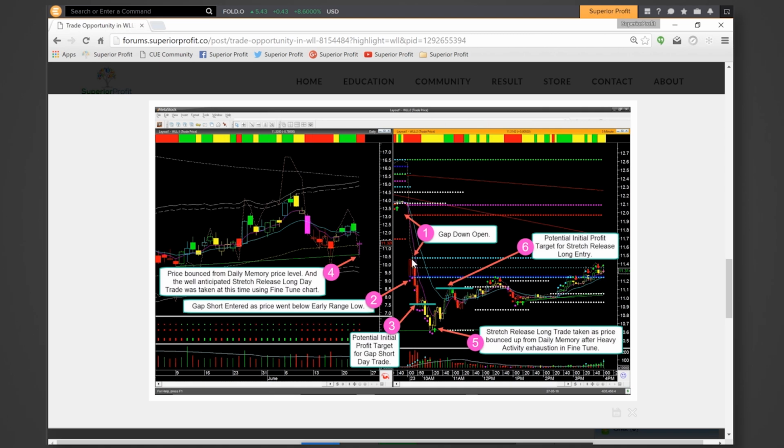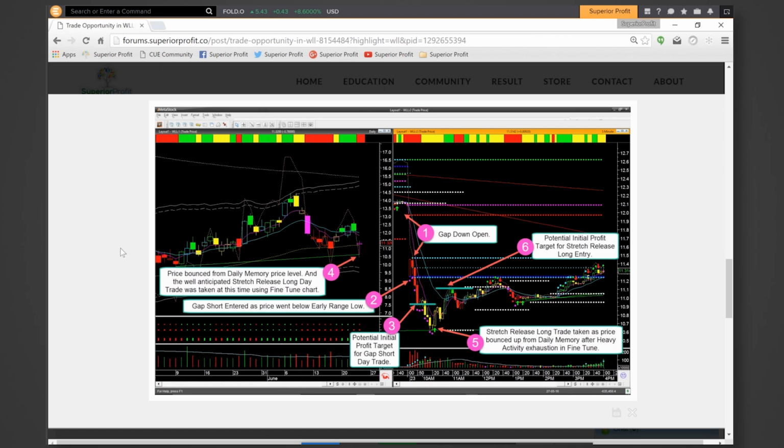So we explained here the fine-tuned template, the 5-minute chart, how to use it to take an early range breakout trade. In this case, the early range breakout is a gap short trade, and also how a stretch release, a very fast signal, can be used to enter a day trade, not by itself, but by using additional signal confirmation, like it was bouncing off from the memory line on the daily chart. So that is how the WLL trade played out.